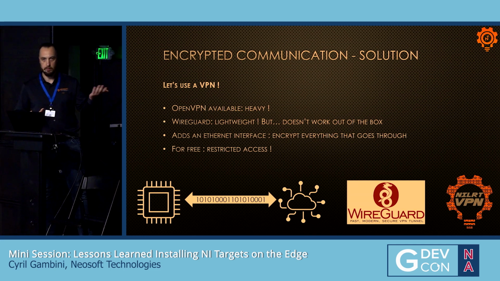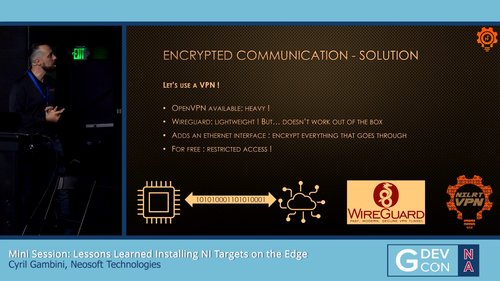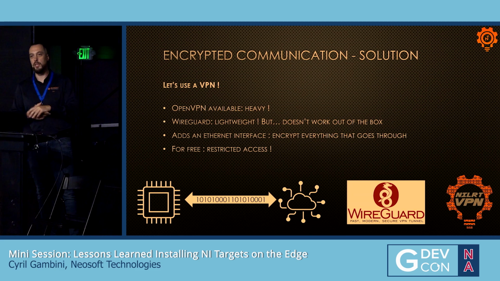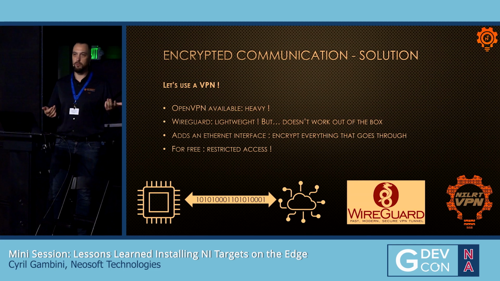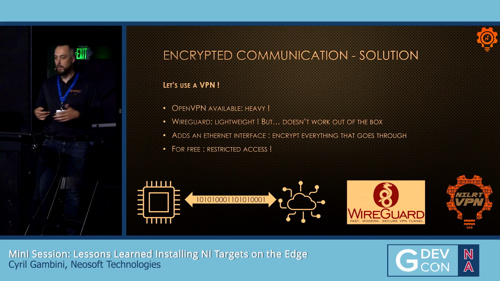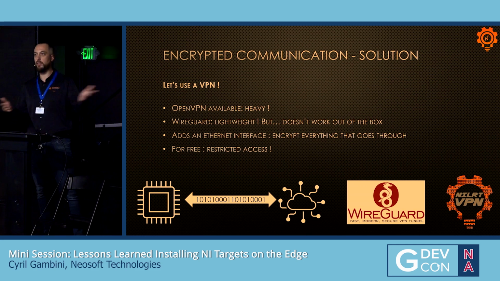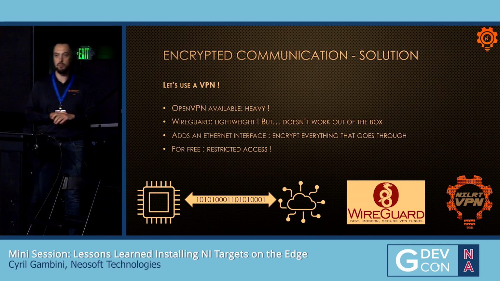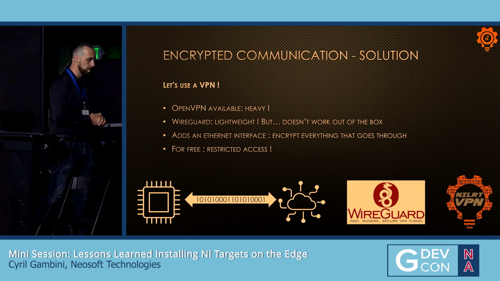And what's the beauty of WireGuard? WireGuard actually mounts a new internet interface on your target. So if you designed your application to use unencrypted TCP or UDP connection, all you have to do is target your communication on the IP of that new Ethernet interface, and WireGuard will encrypt everything for you. So you don't have to redo all the communication in your application. You just have to direct your TCP and UDP communication through that WireGuard internet interface.